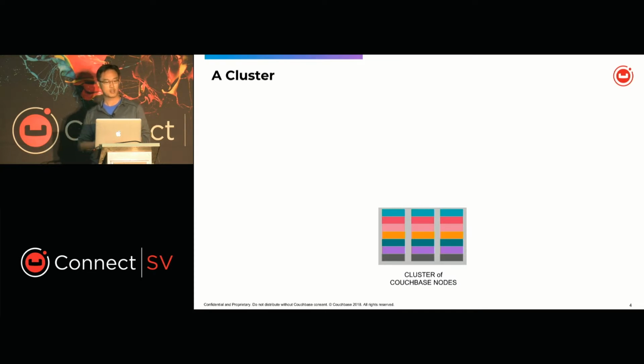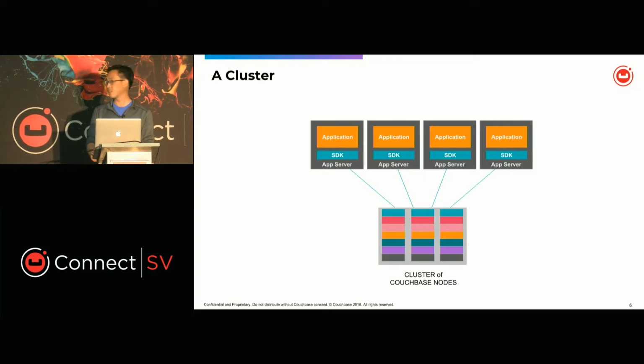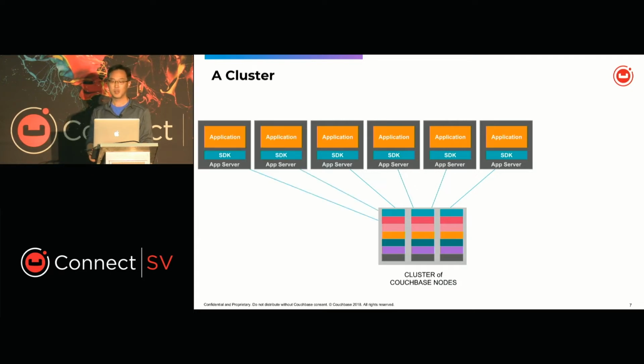So here we have a picture of a cluster. It's a cluster of Couchbase server nodes. And up on top here, you have applications, and these are using your Couchbase SDKs, using your favorite languages like Java and C#, Node.js, pick whatever you want. The nice thing about this layer of the application server is it's stateless. You can scale this out really easily as your business becomes more and more successful and you get more traffic. Just keep on adding more and more nodes.